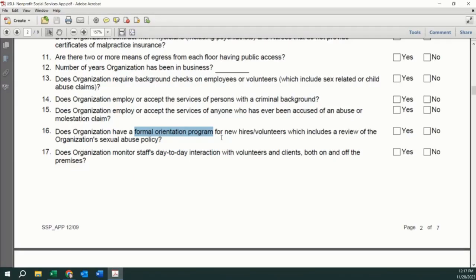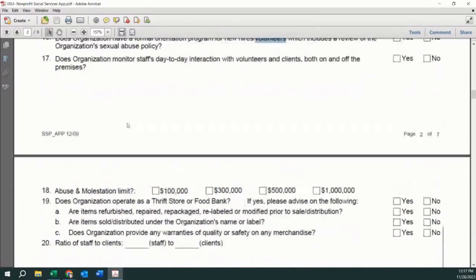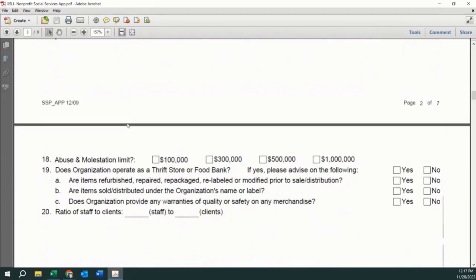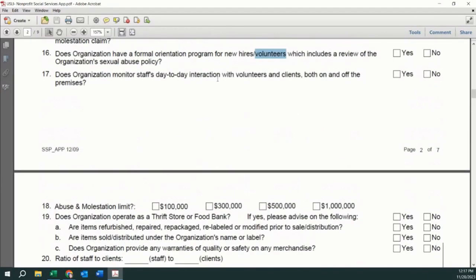I just want you to know that we're happy to work with you on talking more about this item as necessary, but you should write your own, go with your attorney, or go online and look for a sexual abuse policy if you do have new hires and volunteers, which are titled in such a way. Now, does the organization monitor staff's day-to-day interaction with volunteers and clients, both on and off the premises? That's something you will need to decide. I would recommend that, yes, they should be monitored in some way.